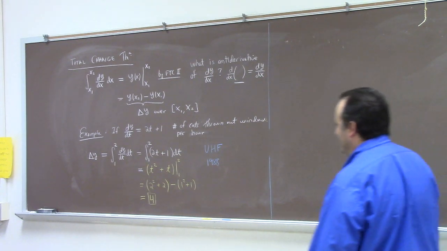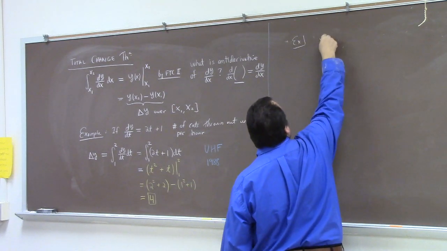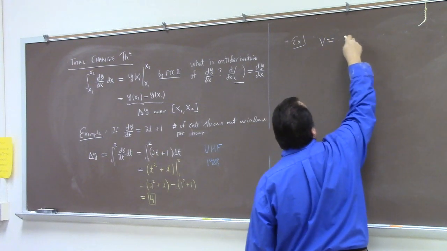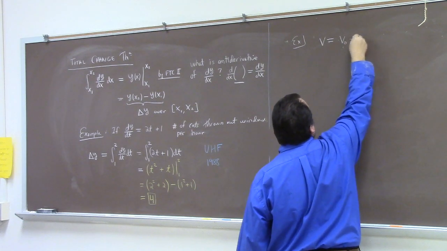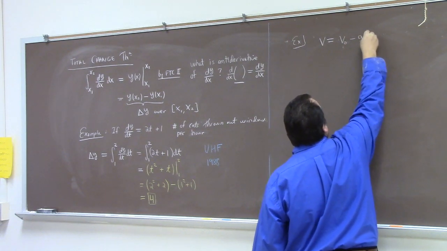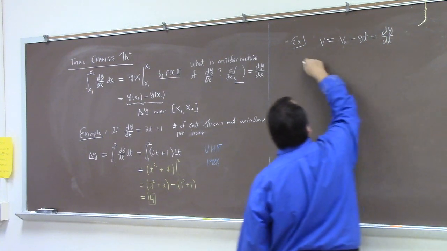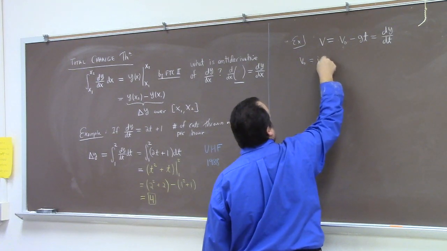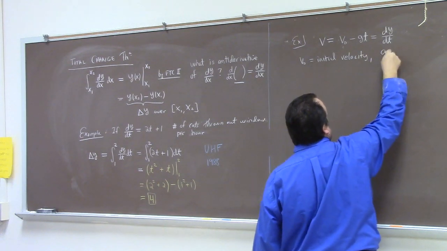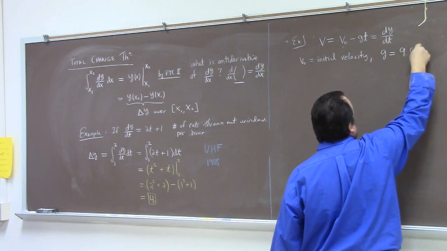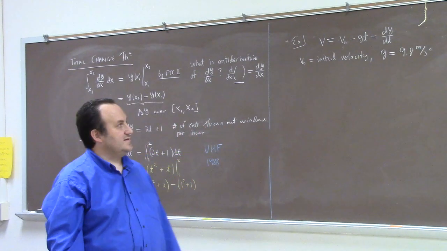But all right. So another example of net change. Say the velocity is v naught minus gt, and this is equal to dy dt. Here v naught is the initial velocity, and g is 9.8 meters per second squared, gravity, the gravitational constant. I'm saying t is in seconds, y is in meters.